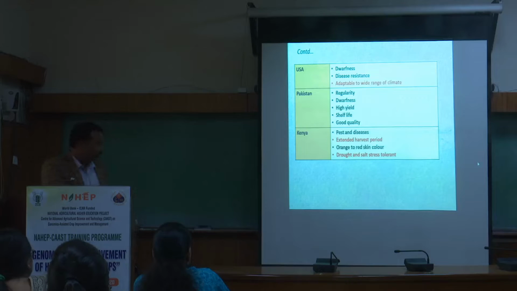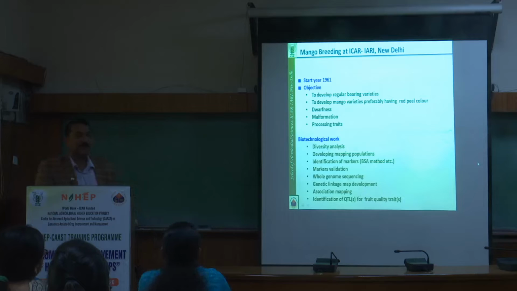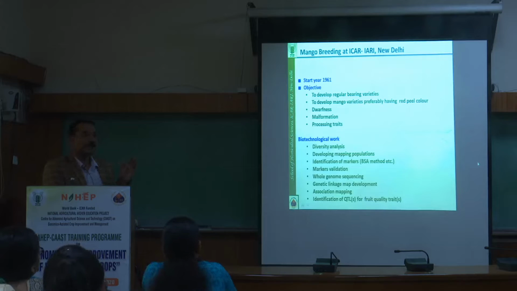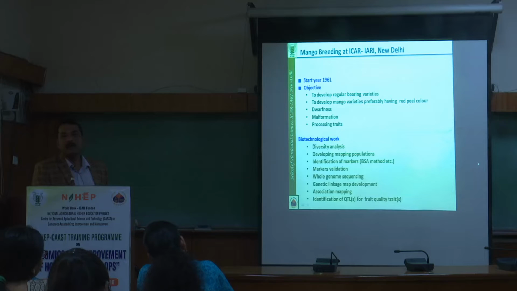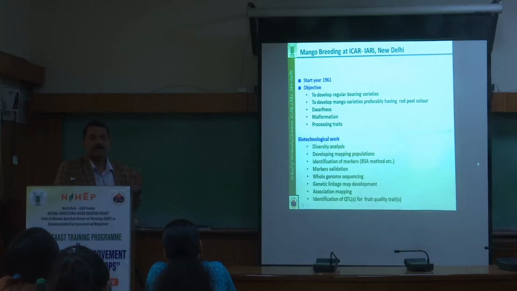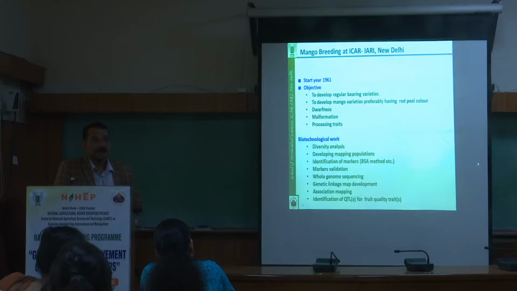So from here, I will start with when breeding was started at IARI, what the objectives were. Systematic breeding was started at IARI in 1961. And at that time, the very basic objective of our breeding program was to develop a regular bearing variety. The reason was, the majority of the North Indian varieties like Langra, Dashari, Chausa, Bombay Green were suffering from the phenomenon of alternate bearing. So just to impart regularity in our North Indian varieties, we started the breeding program. And at that time we took advantage of two South Indian varieties. One was Bangalora, another one was Neelam. So we included those as parents in our breeding program.